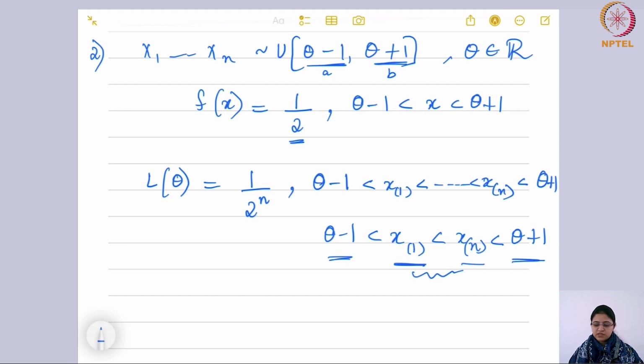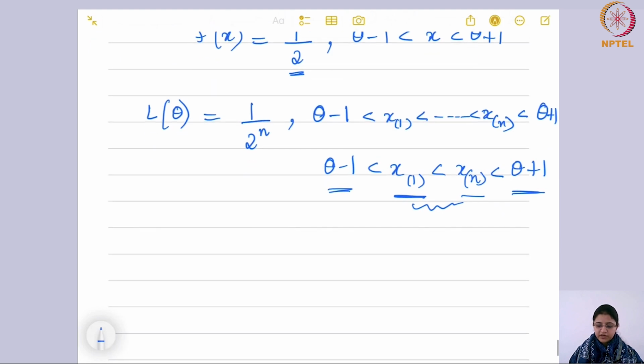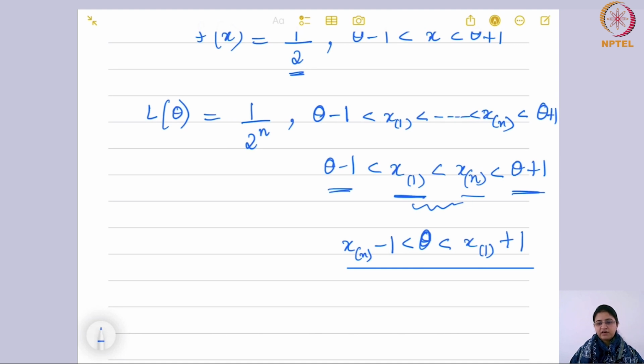If you simplify this, you get a range for theta. Theta falls between X_(n) minus 1 and X_(1) plus 1. So you see that it is a range of values and not a single estimator that you have obtained. You can take the average of this as an example, and many other MLEs could be found. So this shows that MLEs may not be unique.